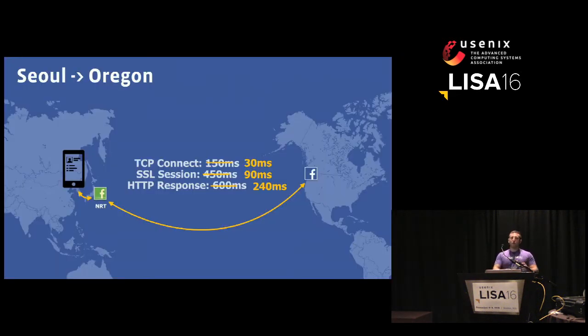Just by deploying servers and terminating TCP and SSL closer to users, we've improved our round trip time by over 50%. So there's a really big performance win by doing these things as close as possible and only offloading the work that's really important back over the expensive oceanic links.